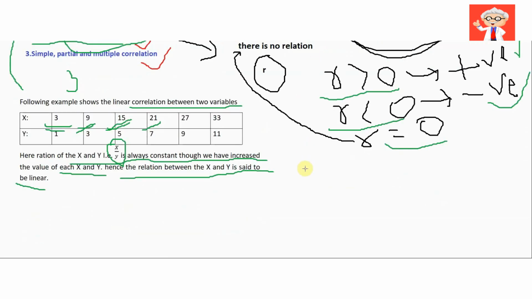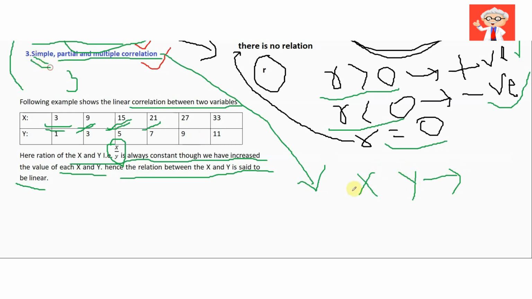Okay, finally, we'll try to understand what are simple, partial and multiple correlation. What exactly are these things? If there are only two variables, say x and y, then such type of correlation is defined as the simple correlation. Simple means there are only two variables, not more than two variables.